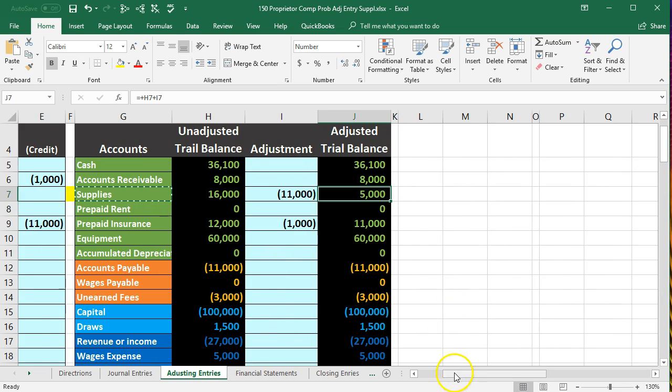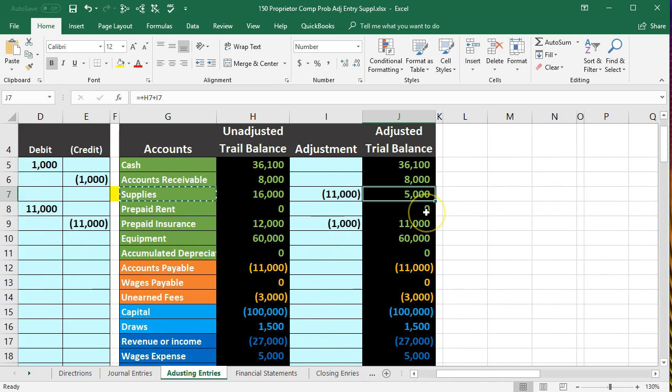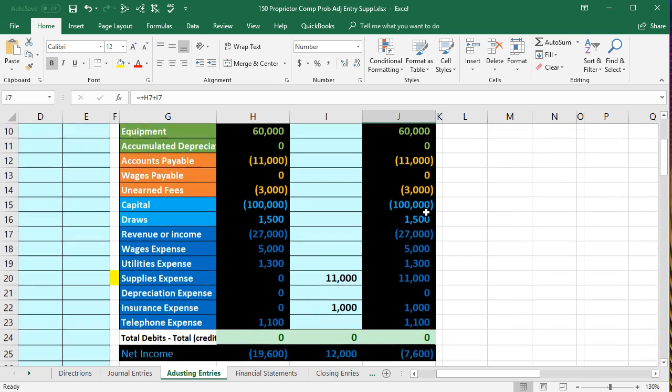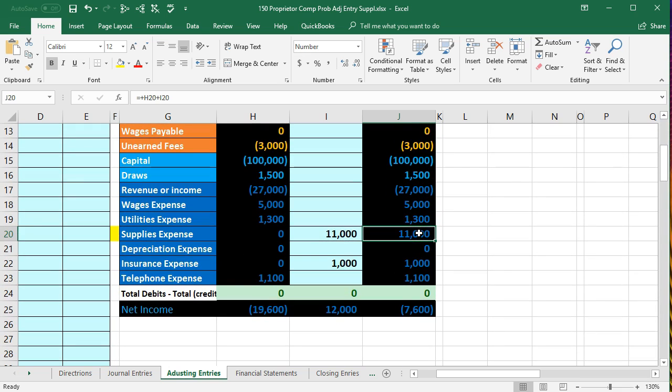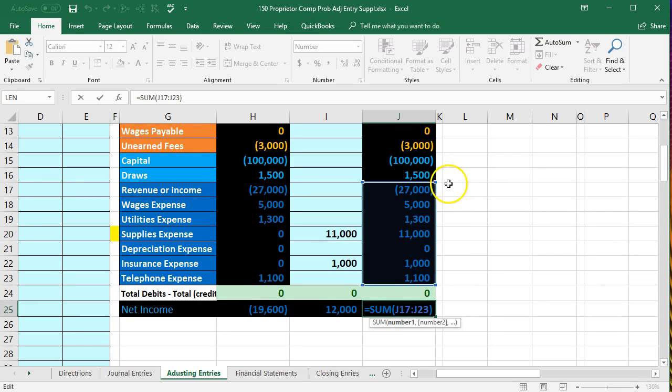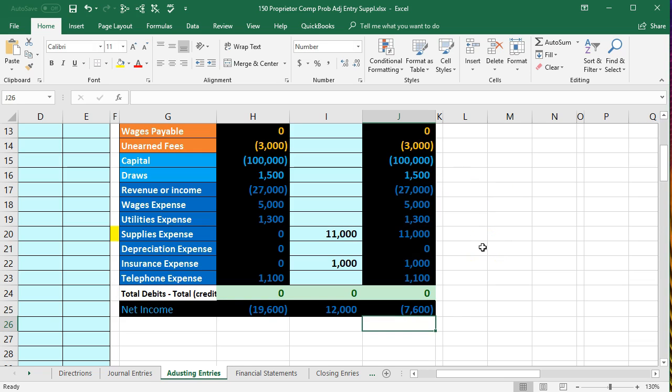And so what happened here, of course, supplies went down, the asset went down, we have less to consume in the future, and we recorded the expense related to it, which brings net income, revenue minus expenses, down. Notice the pattern here, most adjusting entries deal with expenses. Expenses only go up in the debit direction. Most adjusting entries then bring net income down.